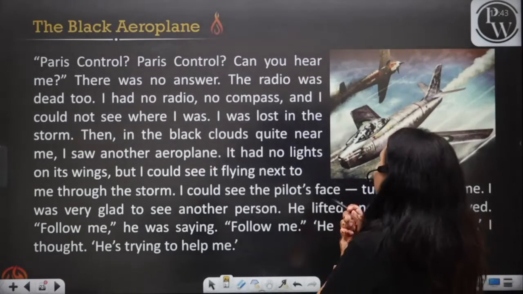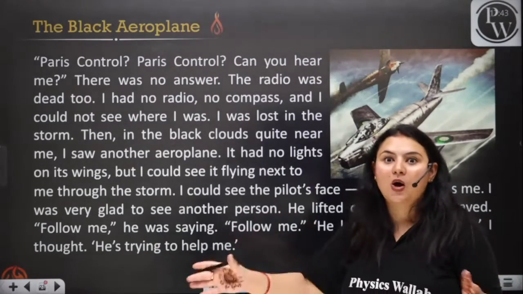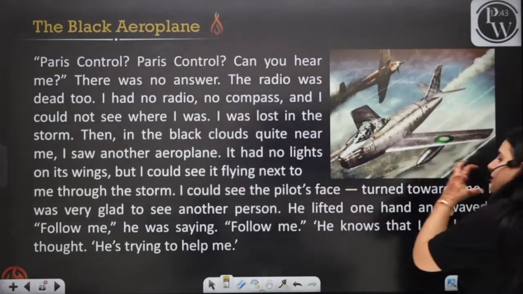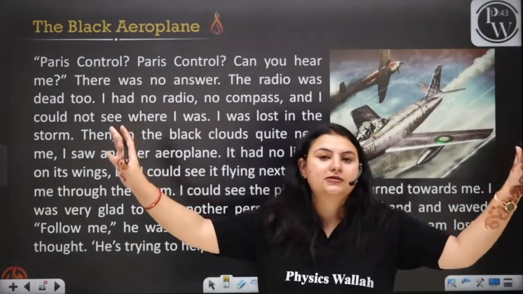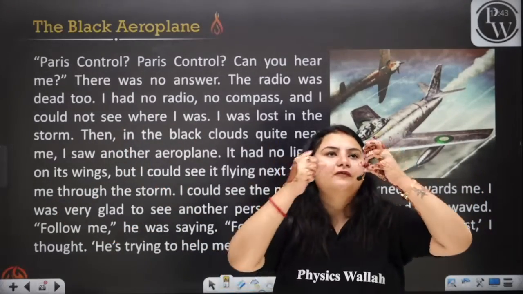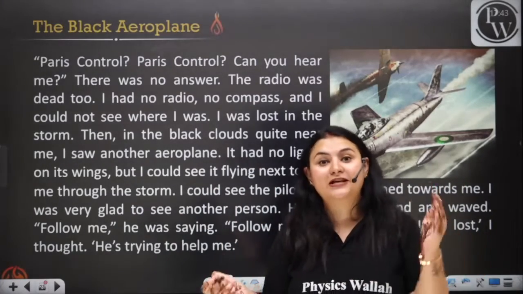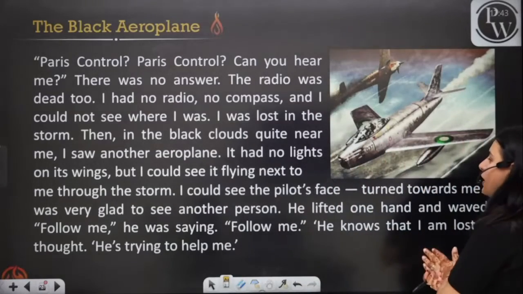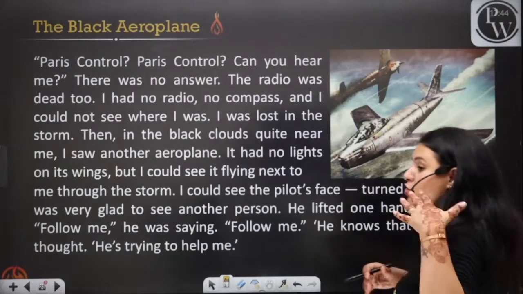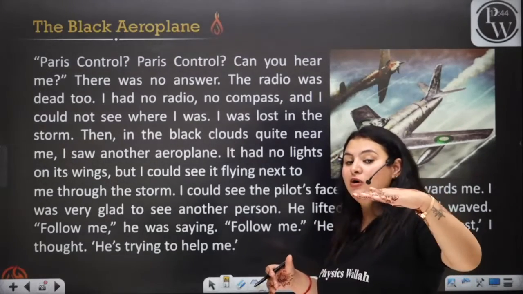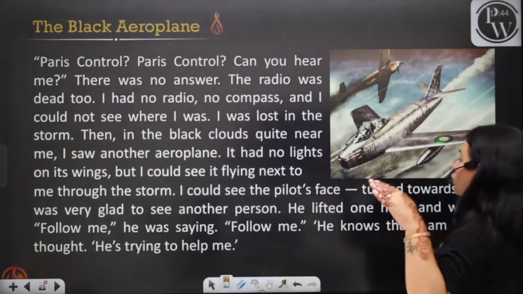Then in the black clouds quite near me, I saw another aeroplane. To his luck, from the black clouds there emerged another aeroplane, just when all his hopes had turned down and it felt dark in his life. It had no lights on its wings, but I could see it flying next to me through the storm.